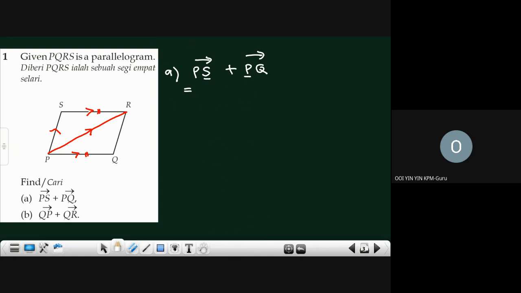For the same parallel vectors, we can choose to use either one. So your PS here remains, and then instead of using PQ, we find the other parallel vector to your PQ, which is your SR. Yeah, we took SR instead of PQ. Then you see you get S and S here. Now they are the same already, right? So we can write it as PR. The resultant vector is PR. Okay?